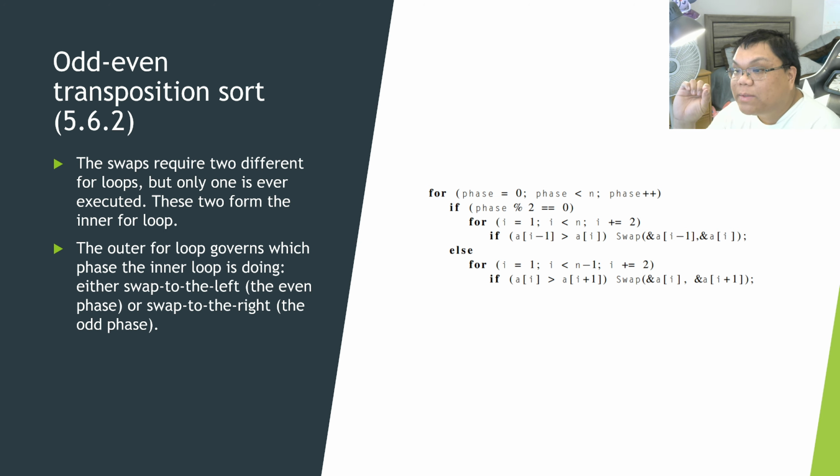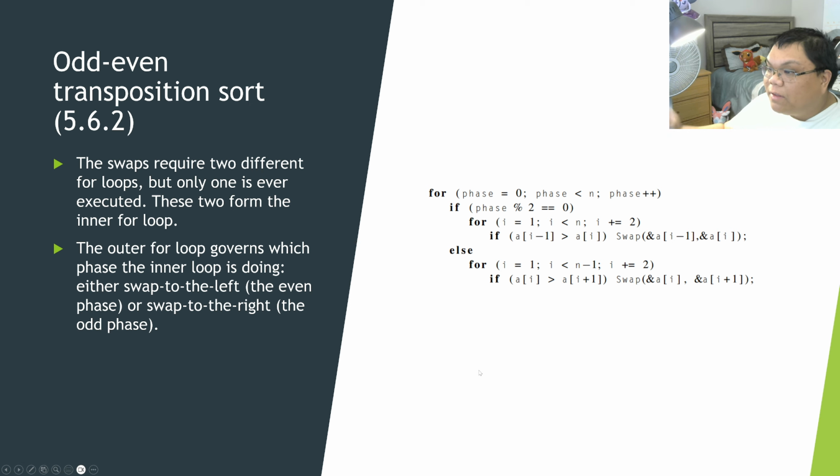So we have 2 different for loops, but only one of them is ever executed. So check this out. The phase is for determining whether we're doing the swap to the left or the swap to the right. We're only ever executing one of the 2 for loops, never both of these at the same time. So basically, we will only ever need to worry about one of these 2 for loops. So it's basically the same as a doubly nested for loop. The outer for loop governs which phase of the inner loop we're doing. We're either swapping to the left or swapping to the right. So we're doing either the even phase or the odd phase.